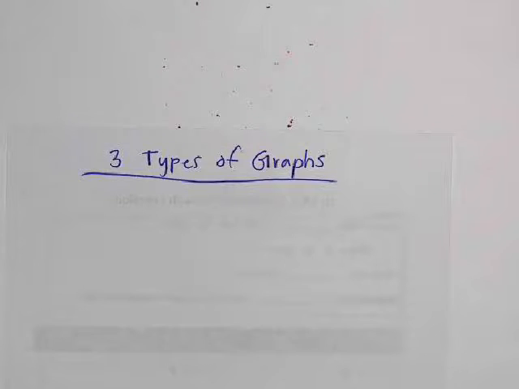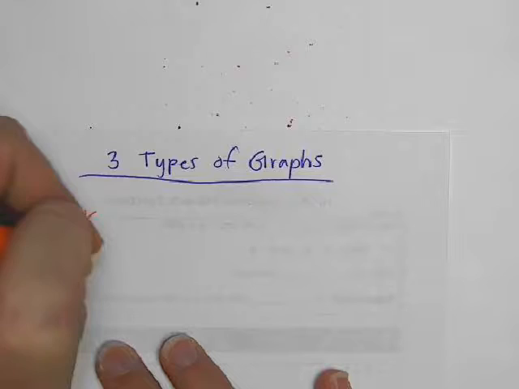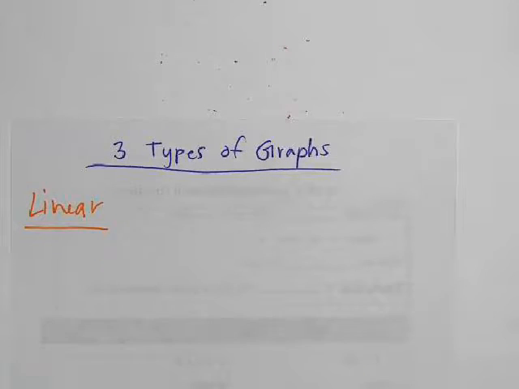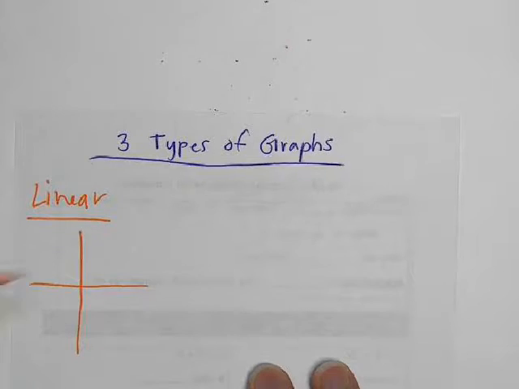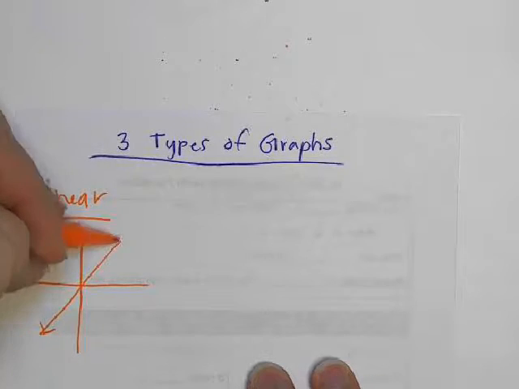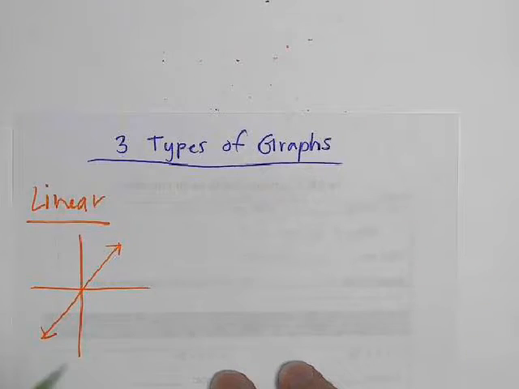Linear. Linear, good. So on the left side, I want you to write linear. Okay, linear. Now, draw a little fake graph. And then I want you to draw a straight line going through it. Most of Algebra 1, we spend talking about linear, straight line graphs.